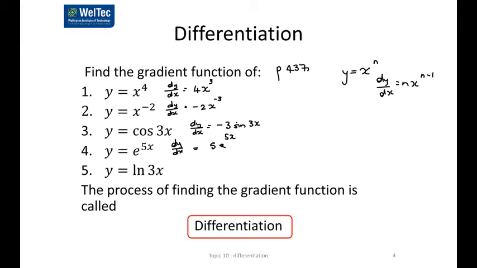To find the gradient function or the rate of change function for a natural log function, it's the bottom one on the page there. What we've got is y equals natural log of kx. The derivative is going to be k over kx. So in this case, it would be 3 over 3x, which is 1 over x.